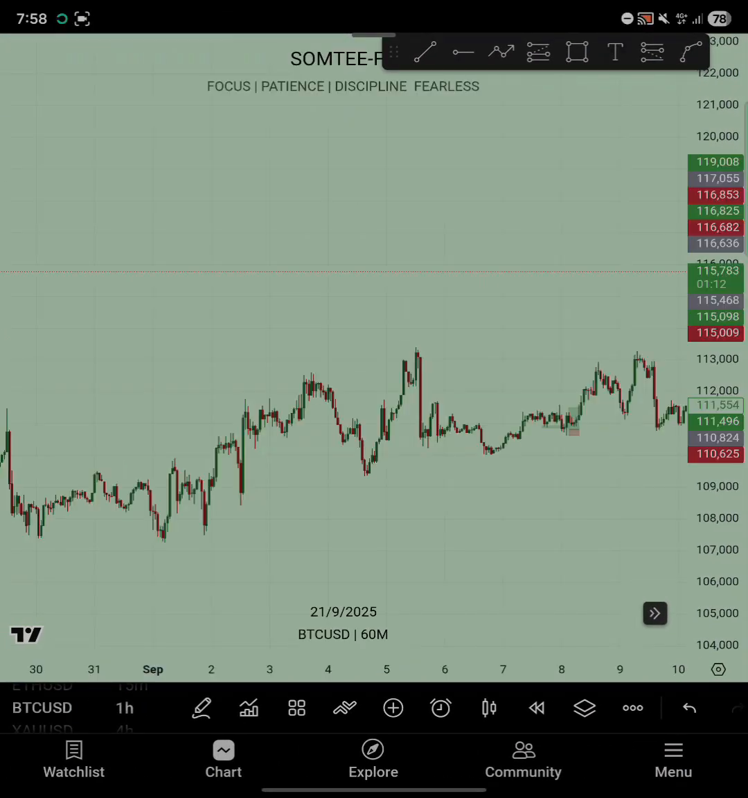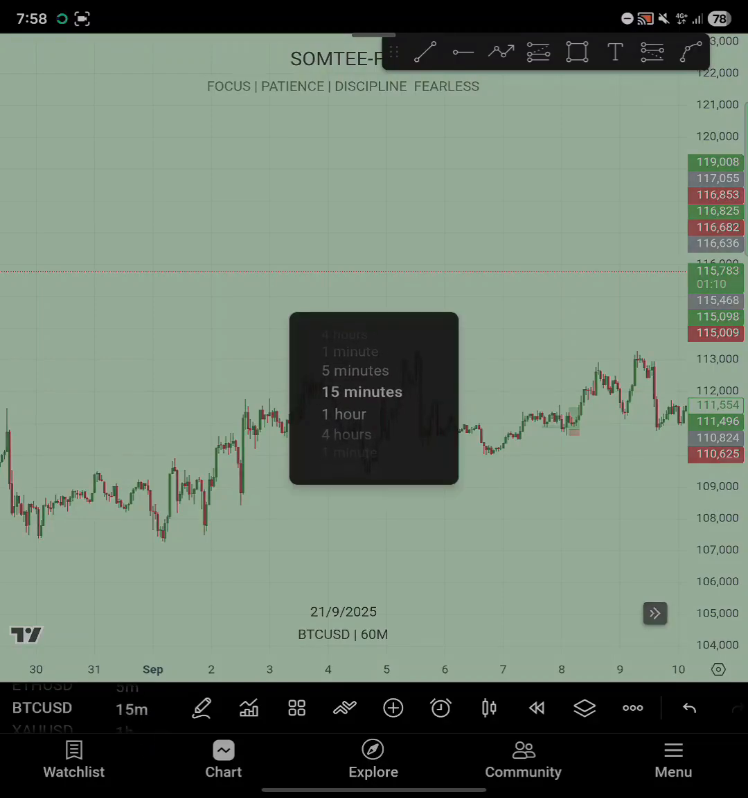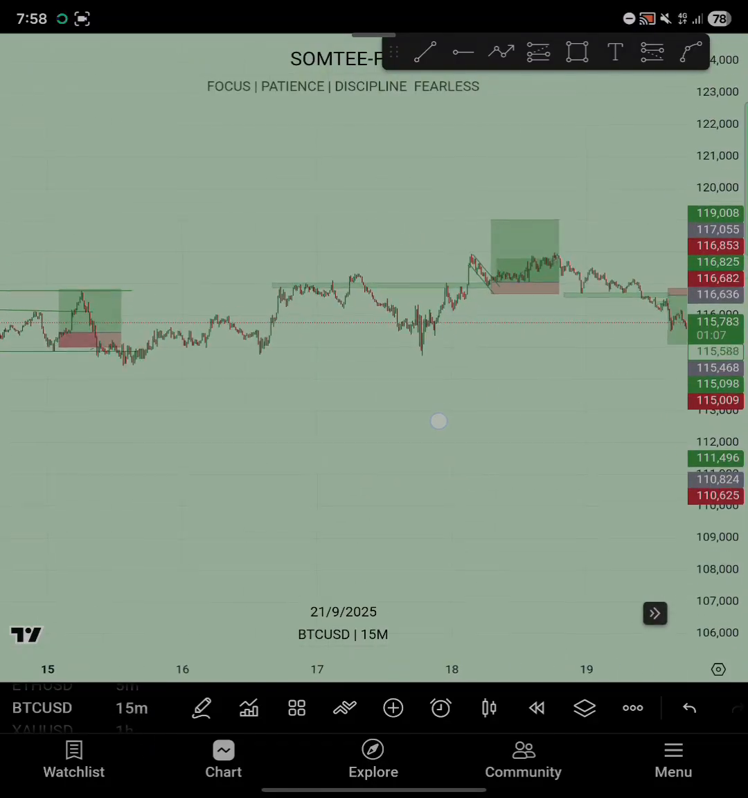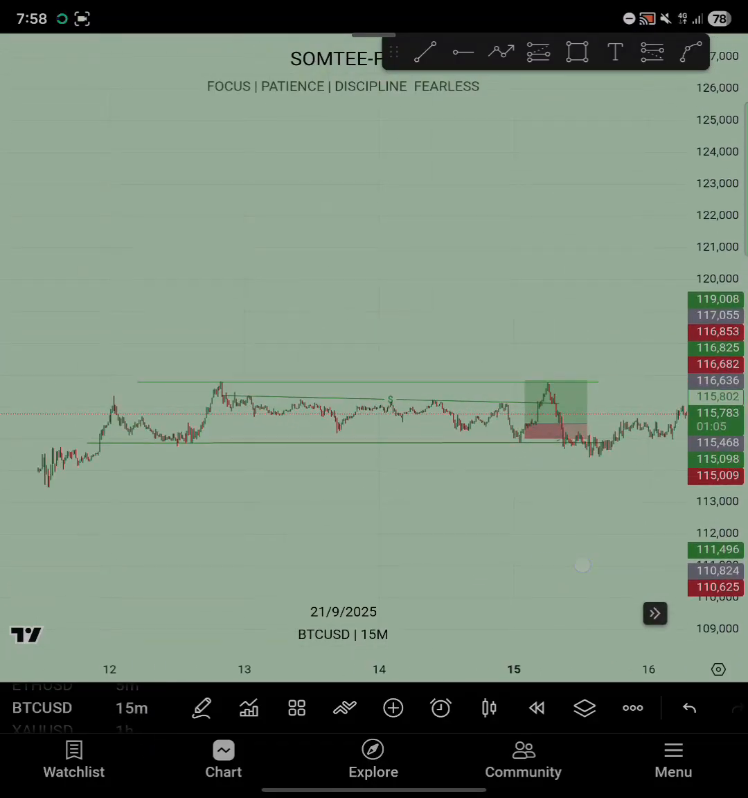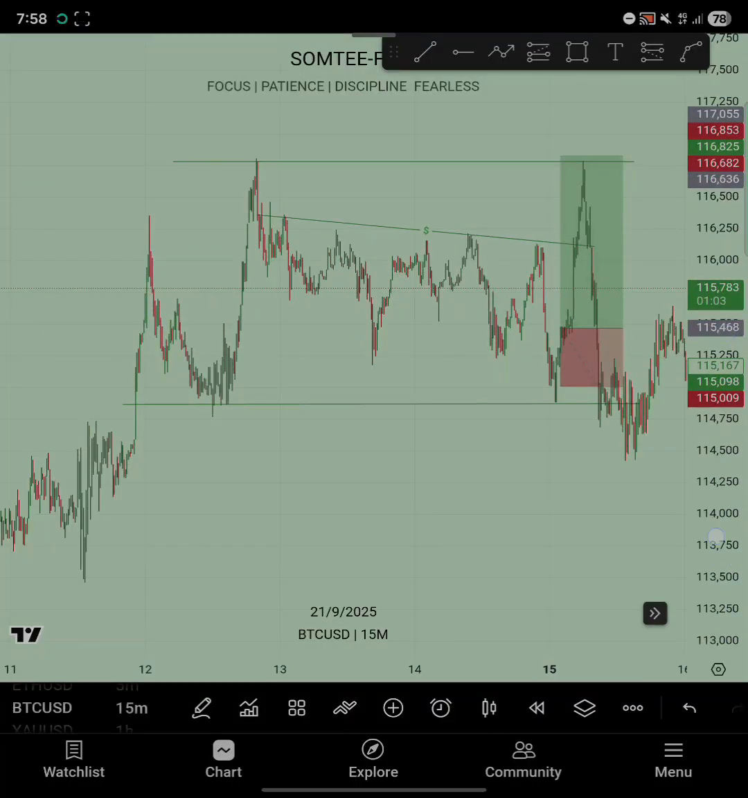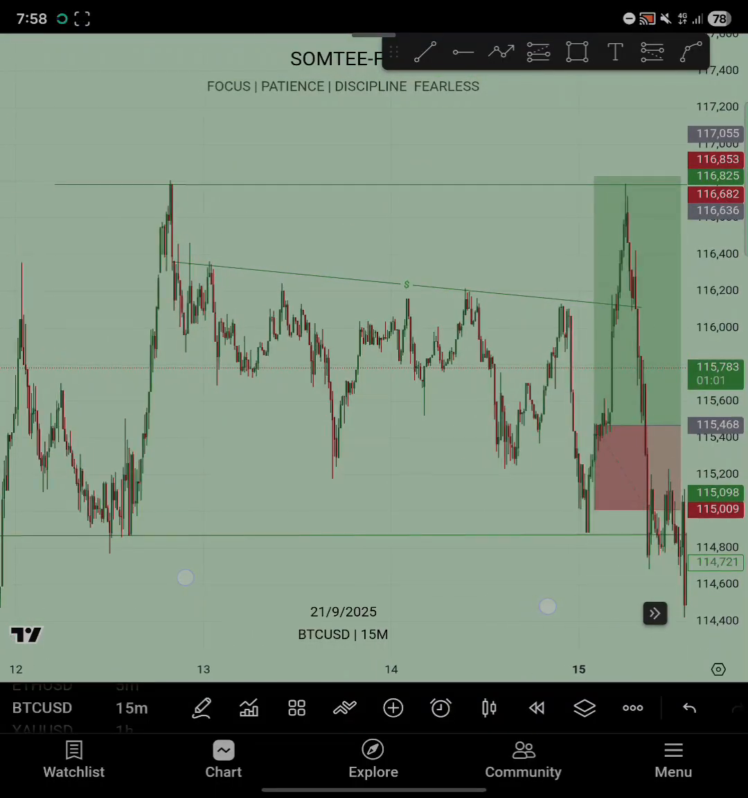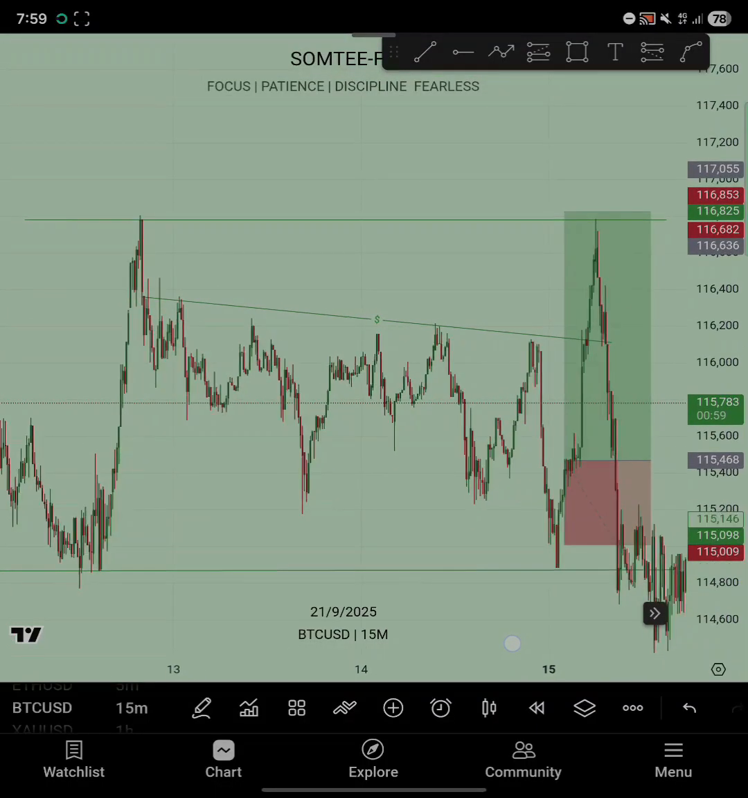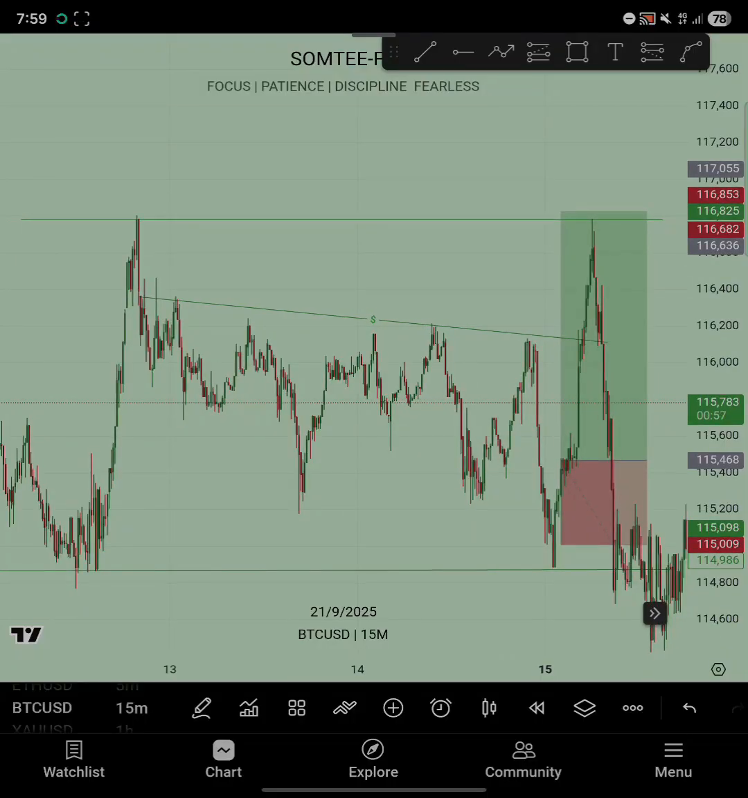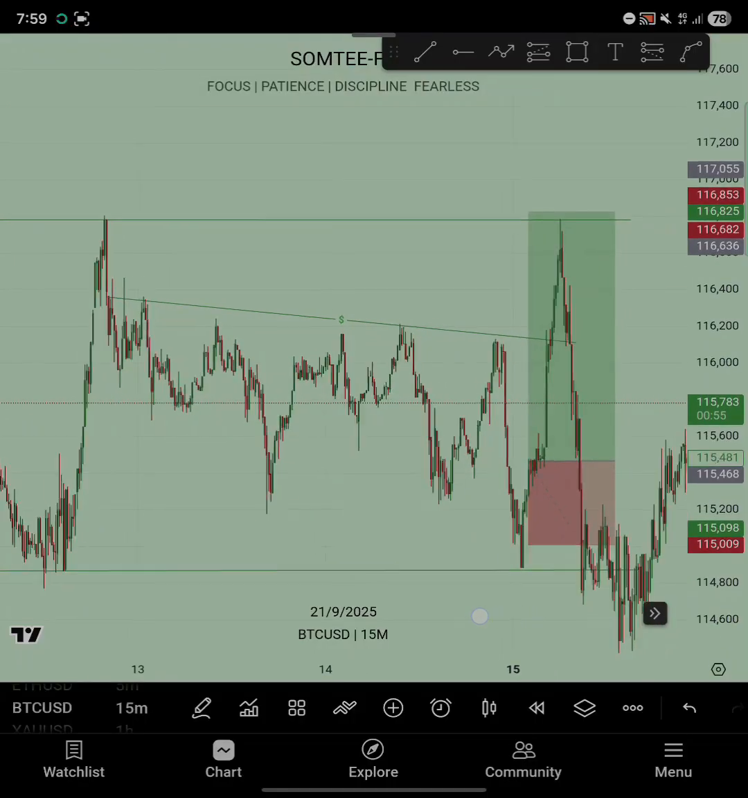Okay, so let me look for the trade. Let me go to the 15 minutes time frame. Okay, see the trade here. This is the exact trade. If you want, you can pause it and check the previous thing I actually did.